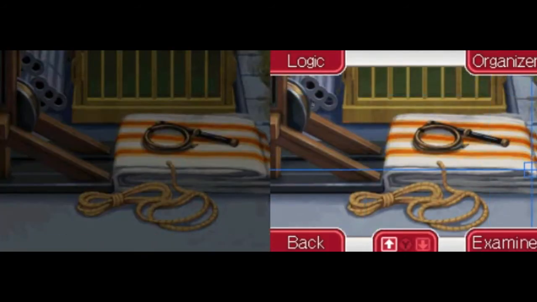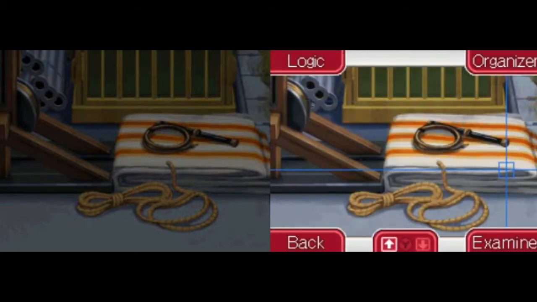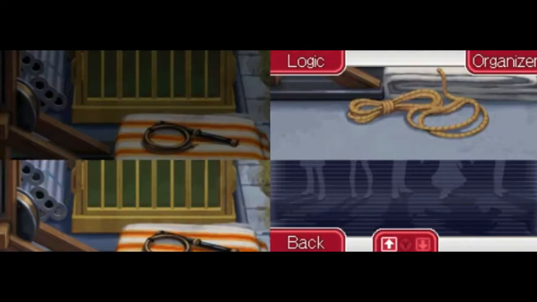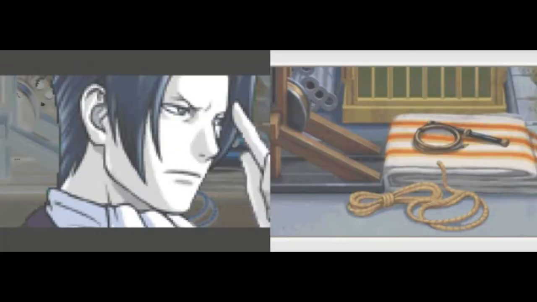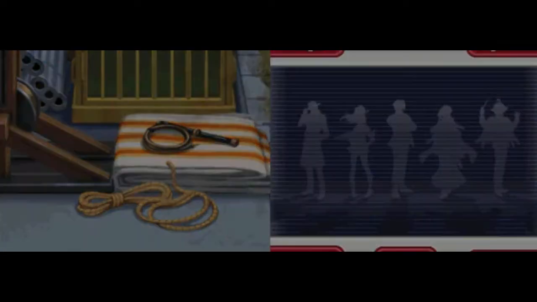Wait, did I not get the... Wait, did I get the colorful sheets in my organ? No. Those are some colorful... Oh, okay. I guess I did get it. Same logic? Oh yeah, it is. Okay. I think that's it for that.